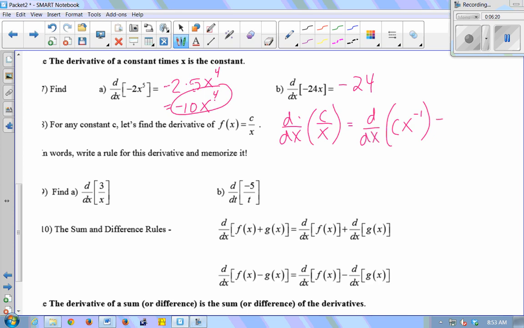Okay. And then when I take the derivative, now I can apply the power rule. I take the negative 1 and I bring it down and multiply it by the c. So I get negative c x, reduce the exponent by 1, and I get x to the negative 2, which would simplify to negative c over x squared. So no matter what number you have on top of that fraction, c over x, your derivative is going to be negative c over x squared.